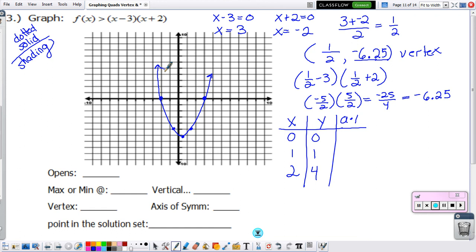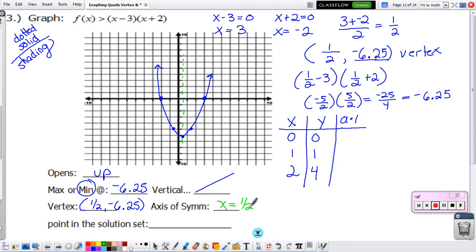I know it's a little bit harder when it's a fraction. Our A value was positive, so we open up. So that gives us a min value at -6.25. A was 1, so there is no vertical stretch or shrink. We got our vertex to be 1/2, -6.25. Even though this is an inequality, which I'm going to reference back to in a second when I ask about dotted or solid or shading, you still have an axis of symmetry, and it's going to be x equals 1/2.